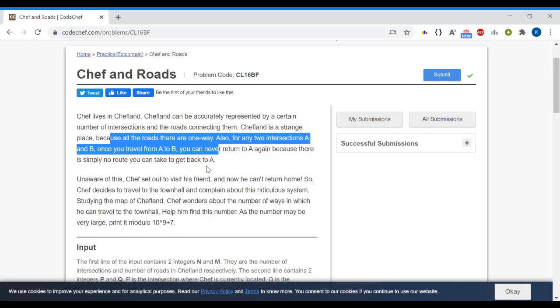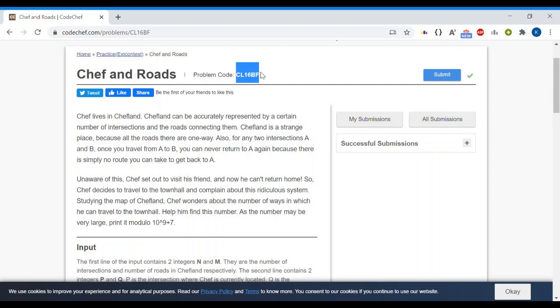Okay, so today we're going to be discussing Chef Notes, problem code CL16BF, if you want to access the link through that. Either way, I'm going to be discussing the problem in short. The problem tells us that the chef lives in a city where there are a number of intersections and roads, and all the roads are one way.